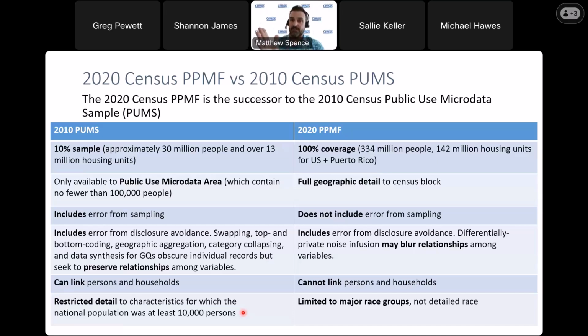We do not have that detailed race in the 2020 PPMF. We only have major race groups like white, Black or African American, Asian, American Indian, Alaska Native, etc. Again, that said, the PUMs did restrict that detail for only the largest populations, and it did not include white and Black detailed groups because of the limitations of the questionnaire at the time.